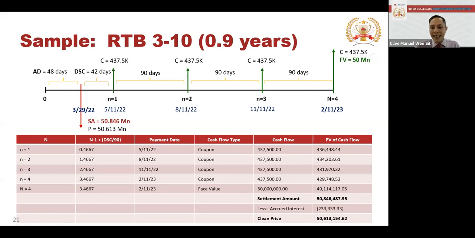Now, if you want to know what the clean price is, you just deduct the accrued interest. Accrued interest is your face value times coupon rate times 0.8 times accrued days, 48, divided by 360, which is 233,333.33, which gives you a clean price of 50.6 million. Now, this is a premium bond. You're paying this much to receive 50 million at maturity.